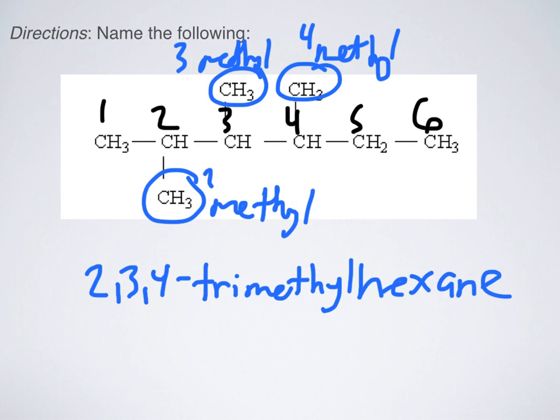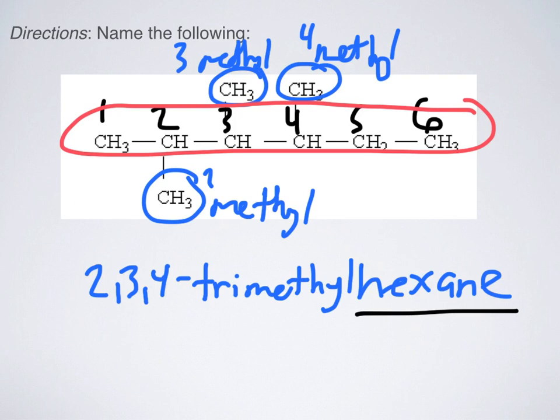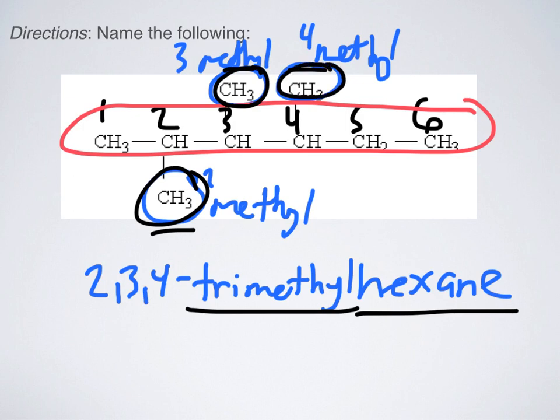So again, I'm piecing this together. Hexane because I have these 6 carbons in a row. Trimethyl because I have 3 of the same side chain group. I've got a methyl here, I've got a methyl here, and I've got a methyl up here. And then 2, 3, and 4, I have to point out where they are on the chain. And so I have one over here at carbon 2, carbon 3, and carbon 4.